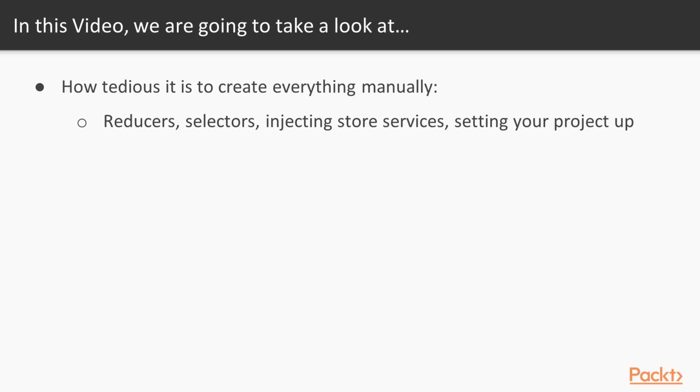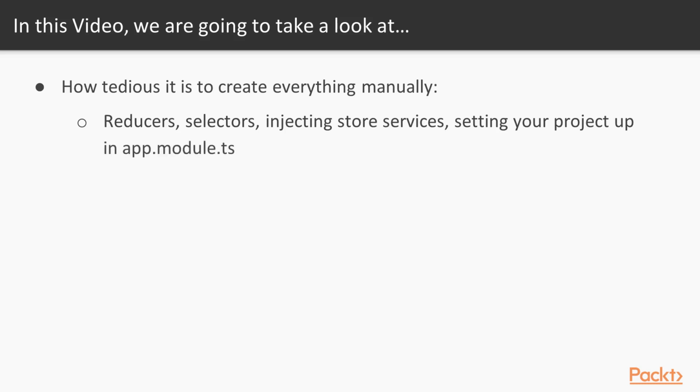In this video, we'll talk about how tedious it actually is to create everything manually, such as reducers, selectors, injecting store services, and setting things up in either the app module or the feature module. There's a lot of setup going on, and there's also a lot of file creation going on, and to be honest, this leaves at least me bored. Having to create all these things, the only thing I want to think about is building features.